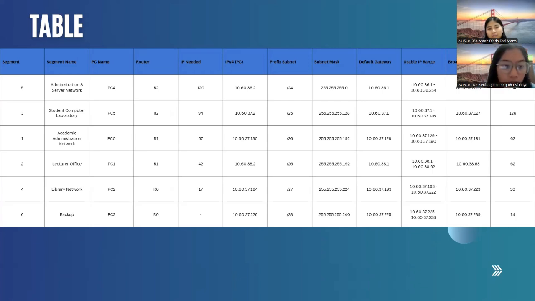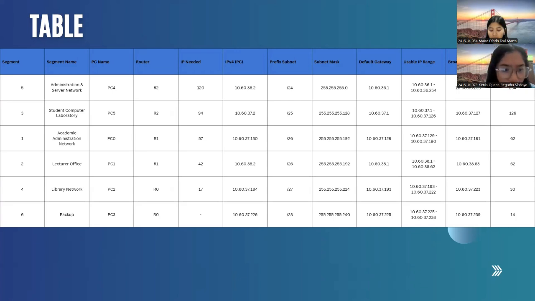The next one is the third segment, which is Student Computer Laboratory. We have the address of 10.60.37.2 with a prefix subnet of /25. The subnet mask is just different on the back, which is 128. If the last one is 0, then this time we have 128, with a default gateway of 37.1 and the range from 37.1 to 37.126. And then the broadcast address will be 37.127 with a total usable of 126.